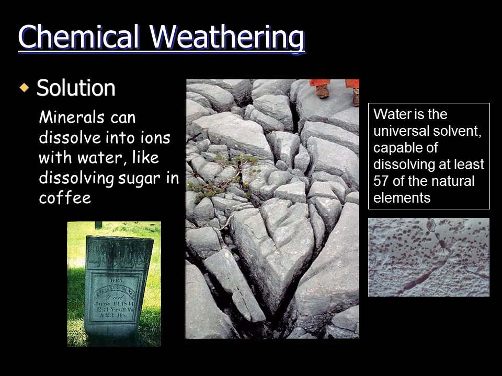Okay, solution. Solution's really easy. If you guys drink coffee, anytime you put sugar in water, the sugar is going to dissolve. Water is the universal solvent, and it's capable of dissolving 57 of the natural elements. Almost half of the natural elements, water can dissolve. It breaks them down into their ionic forms. So even though you can drink water with dissolved sugar in it and taste the sugar, you can't see it because it's been broken down into its ionic form. Rocks easily get dissolved.